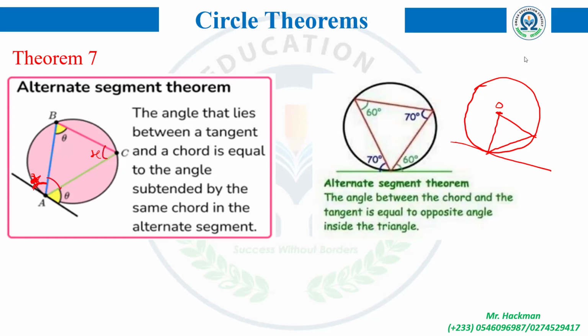So in this diagram, assuming you are given this diagram, remember a tangent, only one tangent. Let's see whether we can make use of the alternate segment theorem or property. Let's see whether in this diagram we can apply that theorem. If yes, why? If no, why? That is the question.